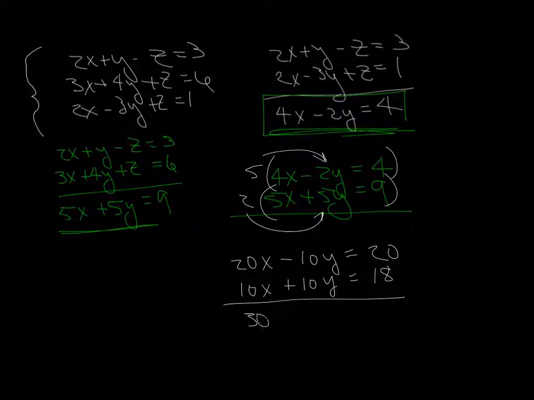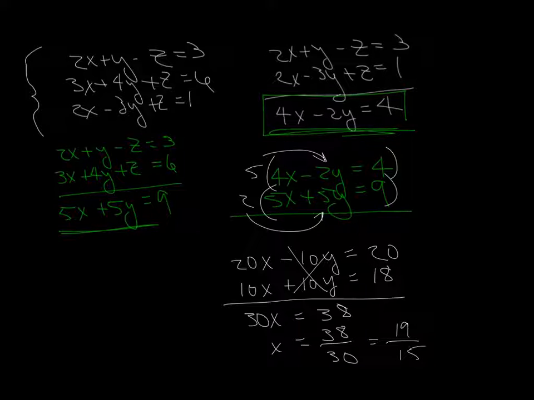So I have 30x, these go away, equals 38. And x equals 38 over 30, which is equal to 19 over 15. That is not pretty. 19 over 15. Alright, so that's our x value.